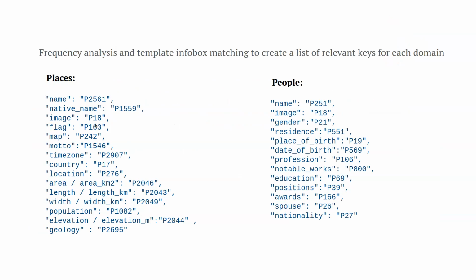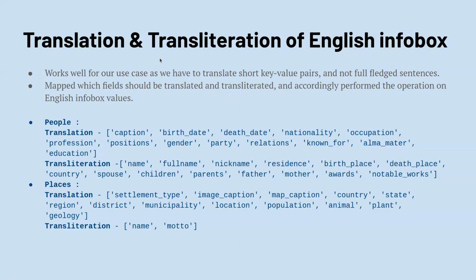We define a list of properties relevant to our domains, places, and people. For example, for people, we have gender, date of birth, profession. For places, we have time zone, country, location, and so on. We collect these by doing a frequency analysis on infoboxes and also matching them against template infoboxes on Wikipedia Commons.